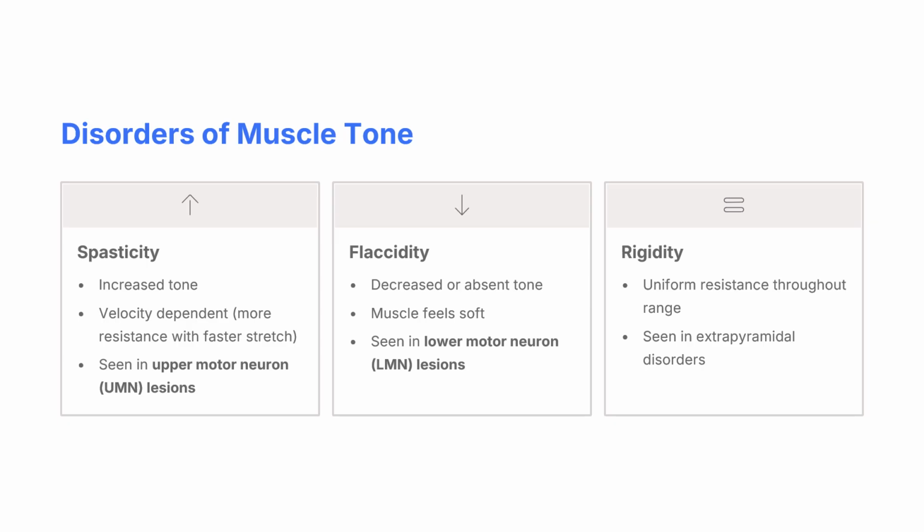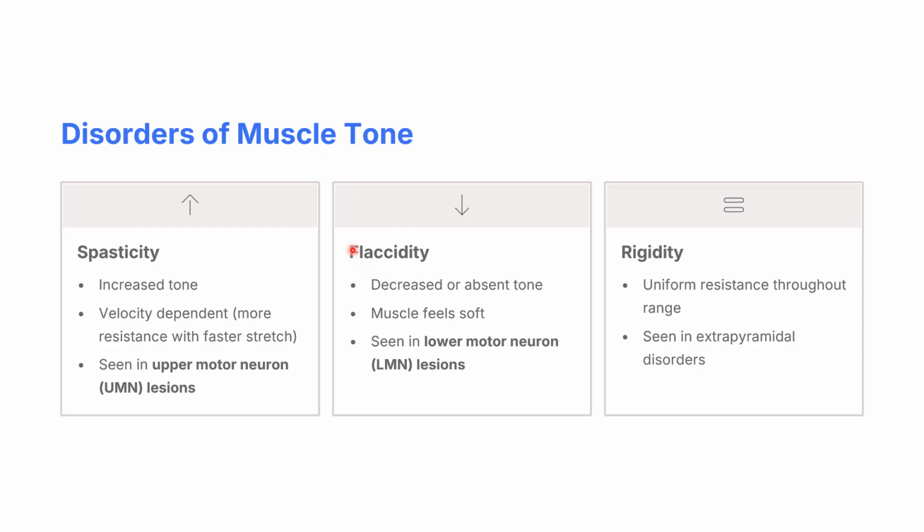Now, let's categorize its disorders. There are a total of three disorders of tone: spasticity, flaccidity, and rigidity. Spasticity is increased tone and it is velocity dependent. That means the faster the stretch, the more resistance you'll get, right? And it is commonly seen in upper motor neuron lesions.